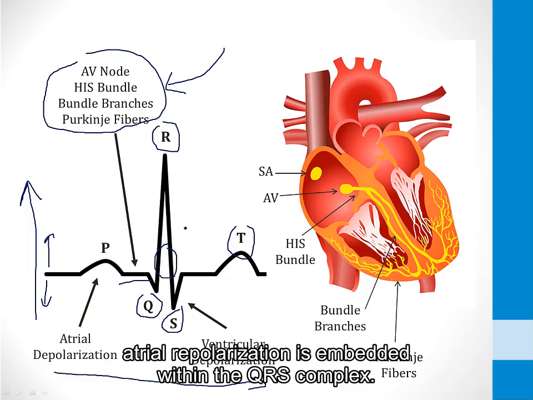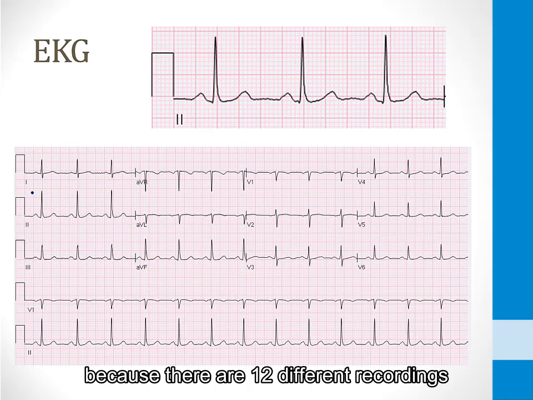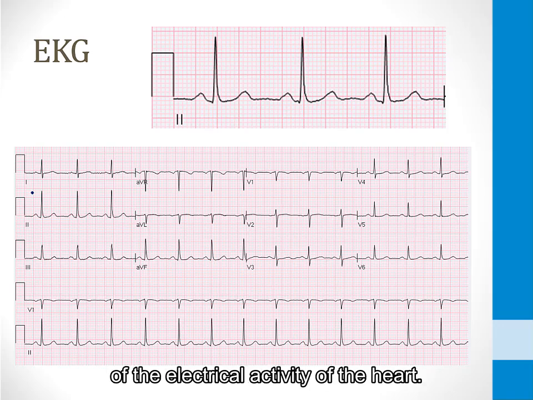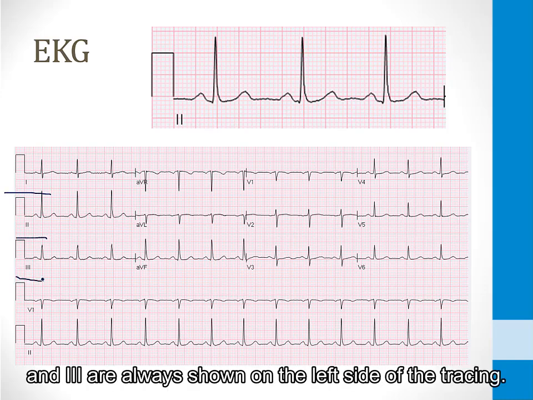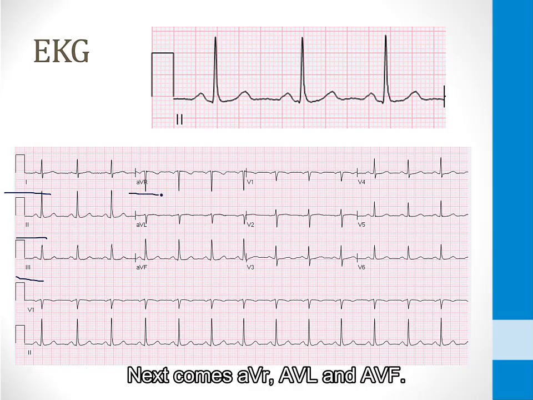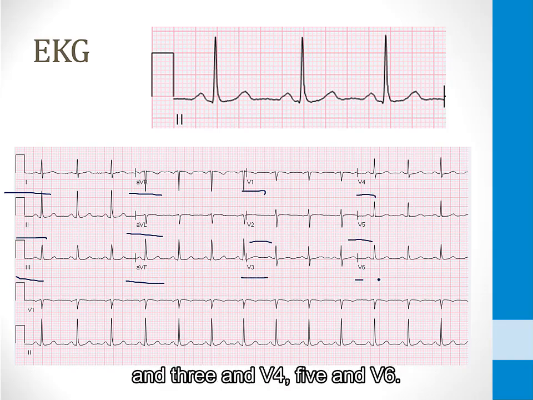So here's a normal 12-lead EKG, and it's called a 12-lead EKG because there are 12 different recordings of the electrical activity of the heart. The leads each have a name. Leads 1, 2, and 3 are always shown on the left side of the tracing. Next comes AVR, AVL, and AVF. This is followed by the V leads, V1, 2, and 3, and V4, 5, and V6.